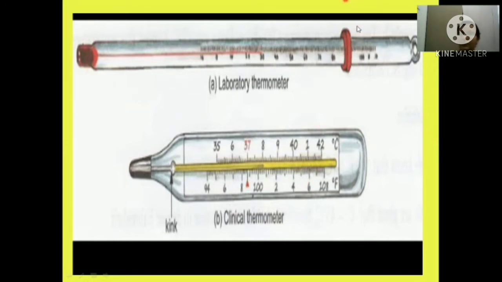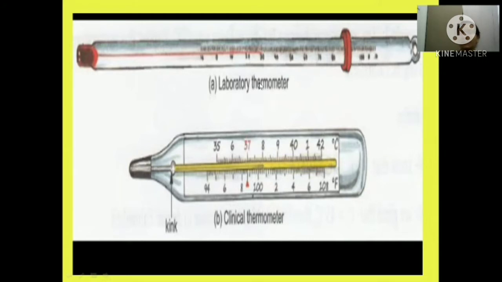तो इसका use किसके लिए किया जाता है? Clinical thermometer is used to measure the temperature of the human body, while the temperature of liquids is measured by using the laboratory thermometer. आपको पानी का temperature check करना है, how hot or how cold. So what will you use? You will use the laboratory thermometer.